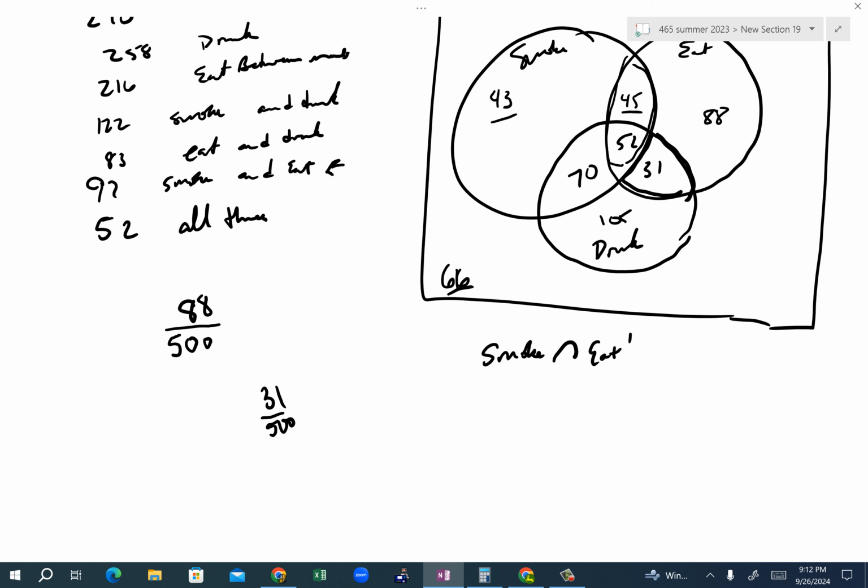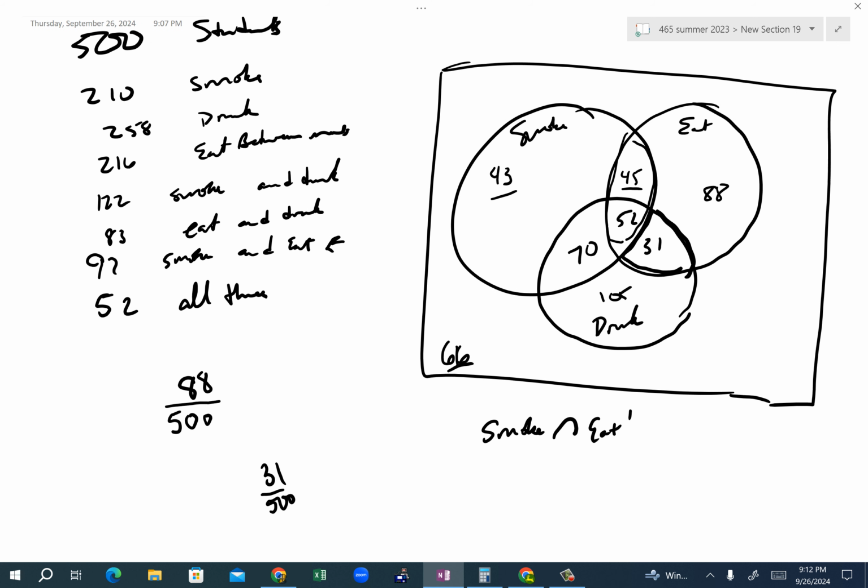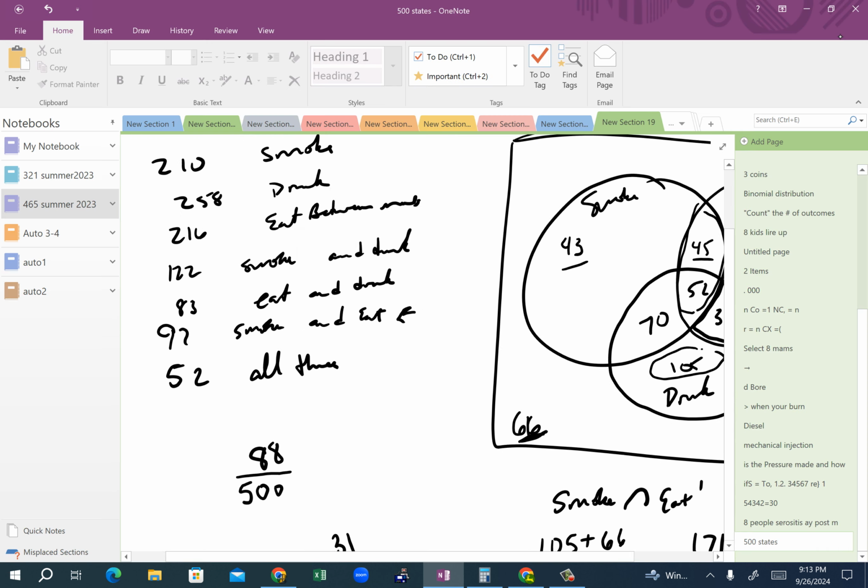Exactly. Neither smokes nor eats between meals. That's only the drinkers, my man. So there's 105 of them, sure. Oh, but wait, what about these guys? Yeah, them guys too. So that's 171 out of 500 that neither smokes nor eats between meals. Perfect. Okay. Let's bust out a couple more for fun here, just so you feel comfy on it.